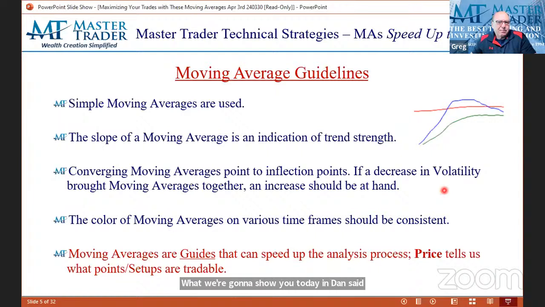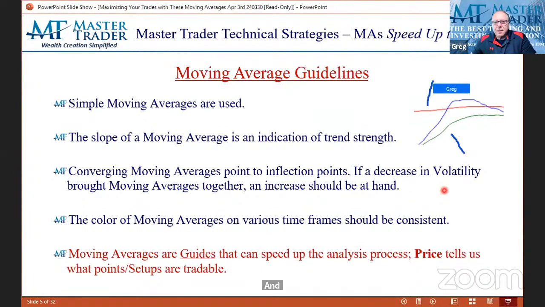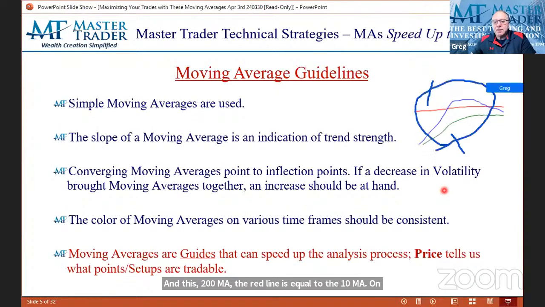Well, how is that relevant to which time frames, which trend? So that 50 MA, I'm going to tell you, is equal to the 10 MA on the weekly time frame. And this 200 MA, the red line, is equal to the 10 MA on the monthly time frame. So what does this tell me without any prices whatsoever? The daily trend is up, the weekly trend is up, and the monthly trend is flat. And it was in a downtrend because these moving averages were down below it.